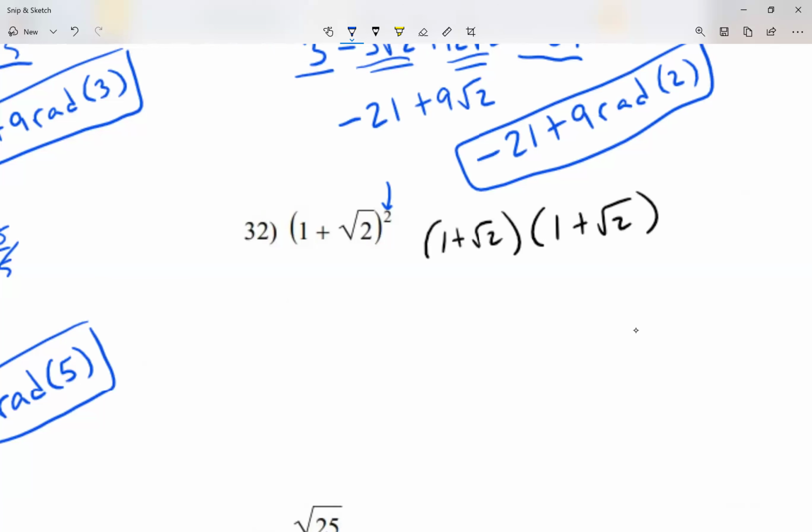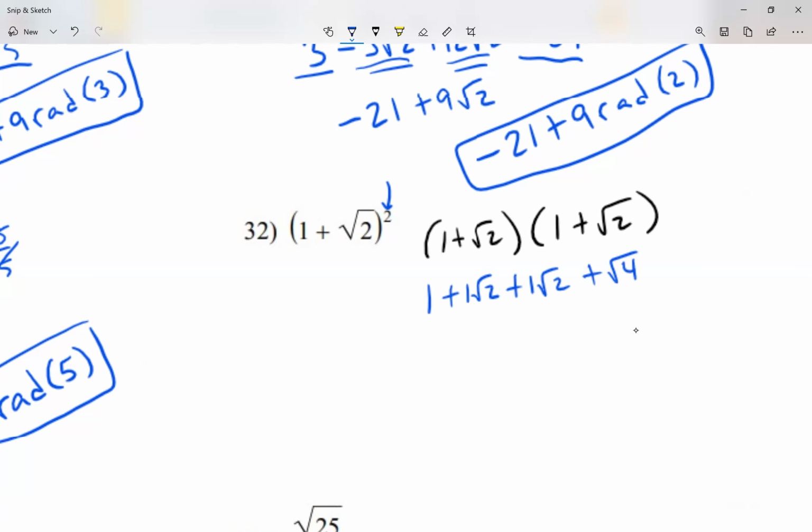So let me multiply it. 1 times 1 is 1. 1 times radical 2 is plus 1 radical 2. Then let me distribute the radical 2 times 1 gives me 1 radical 2. And then lastly, radical 2 times radical 2, that's radical 4.